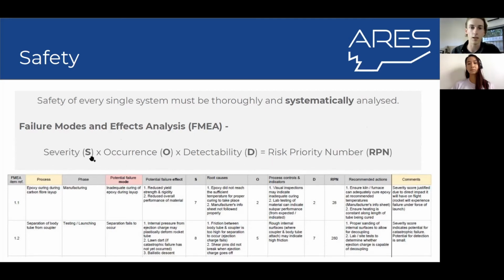Severity times occurrence times detectability equals risk priority number. The higher that RPN is, the more attention we need to pay, because it's more likely that something is going to go wrong, and if it does go wrong, it might hurt someone.